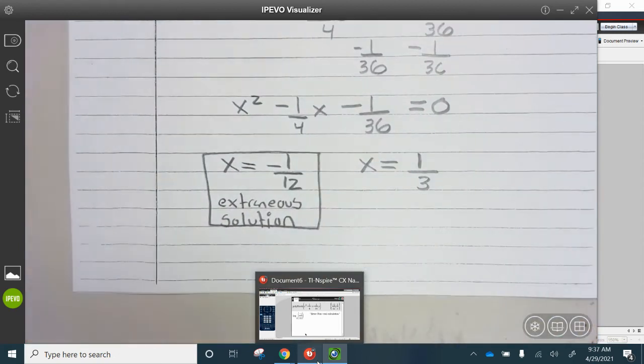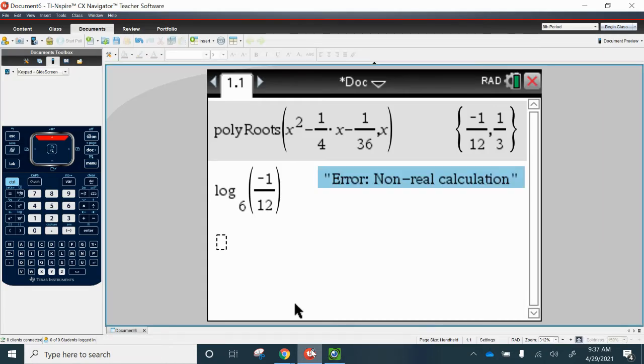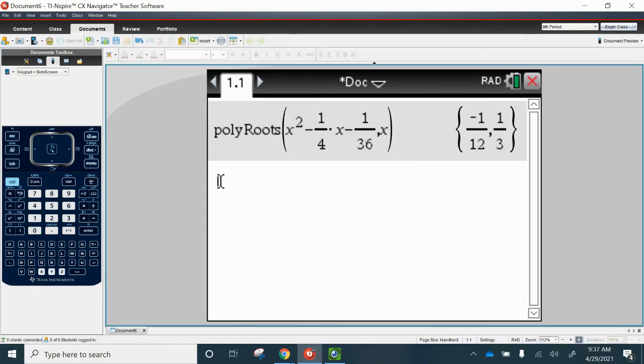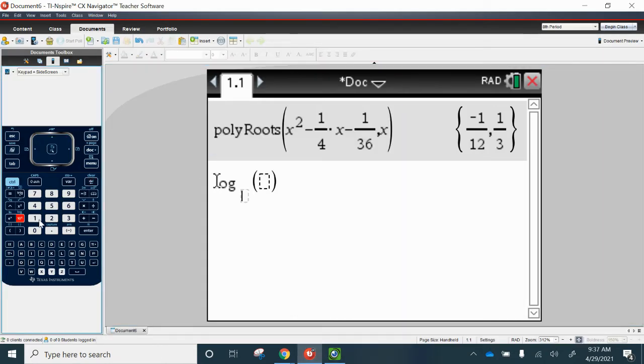Okay, now we're going to check 1/3. Let me delete this. Control log base 6 of 1 divided by 3. Now we need to do the right side, make sure that we get the same value.